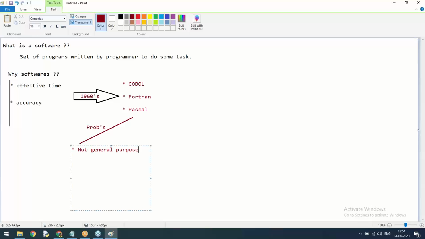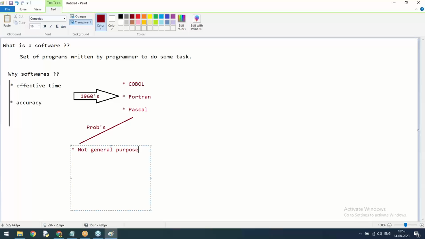So again, domain means what? Domain means healthcare. Domain means automobile. Domain means supply chain. Banking is a domain. Insurance is a domain. Manufacturing is a domain. Sectors, we call them domains. Fine. So these languages, whatever I have mentioned here, are not applicable for every domain.